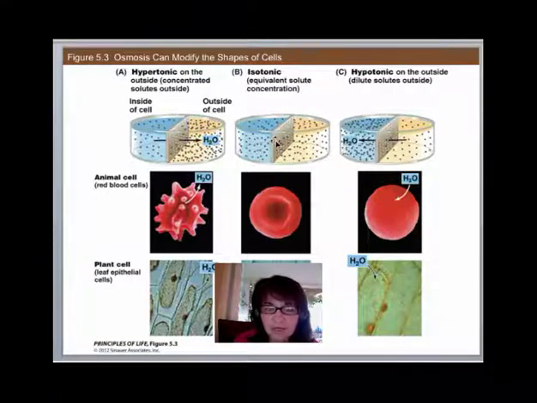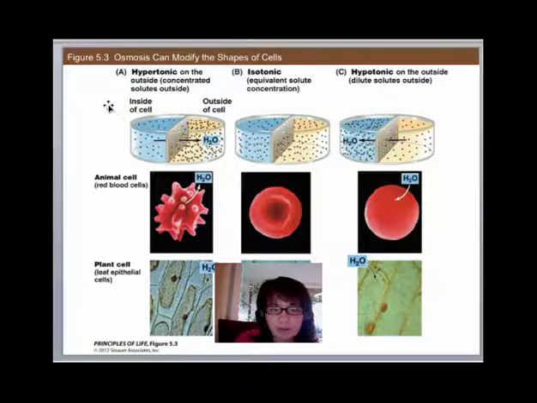So in this case, everything's equal. There's really no movement of water out of the cell, no movement of water into the cell. In all these cases, we're going to assume that the solute cannot pass through the membrane, and it's the water that's going to move. It's always a little bit confusing.